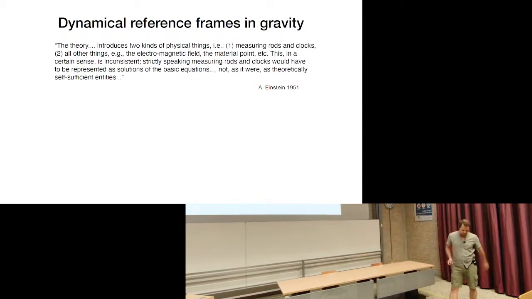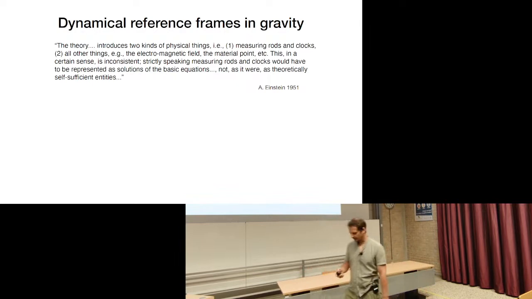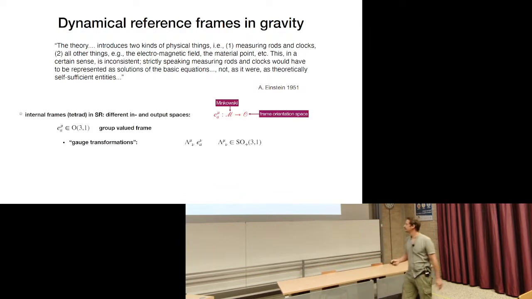So this is a quote of Einstein that I'm sure many of you have seen before, but it fits here, so let me just quote it. It's the statement that the theory, so general relativity, introduces two kinds of physical things: measuring rods and clocks, so basically the reference frames, and then all other things like fields and so on. And this, in a certain sense, is inconsistent. Strictly speaking, measuring rods and clocks would have to be represented as solutions of the basic equations. And so that's what we're trying to head at, a realization or a resolution of this.